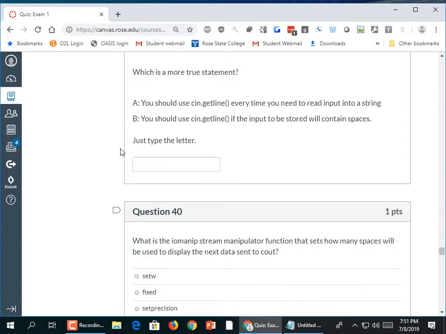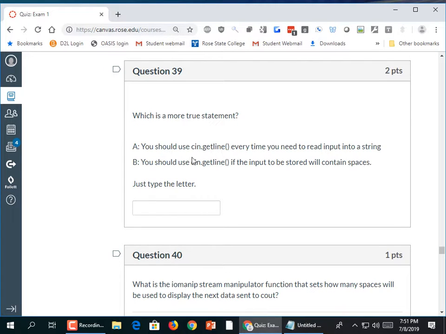Which is a more true statement? You should use getline every time, or you should use getline if the input contains spaces? Somebody tell me. Yeah, definitely B. You only use getline if, well, you could use it every time. But getline is designed to read strings. And it's designed to read in strings that have spaces in them.